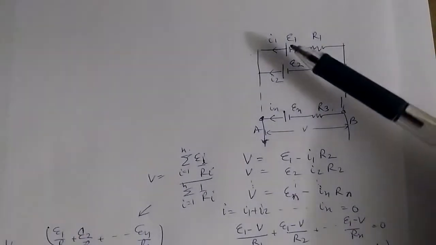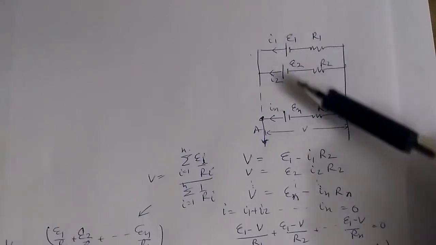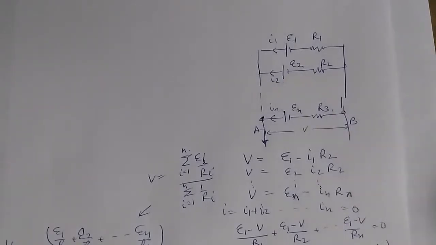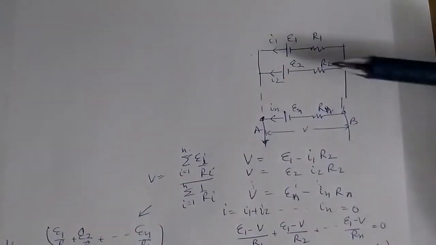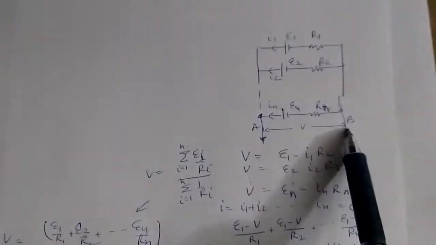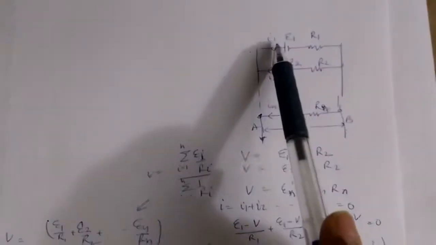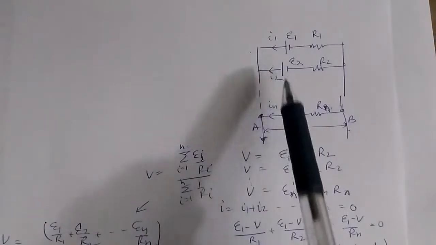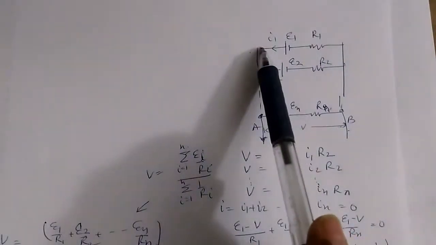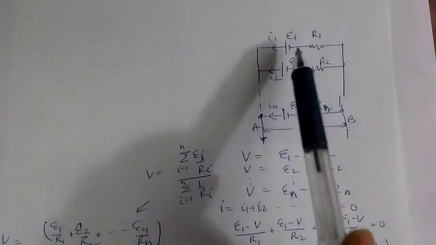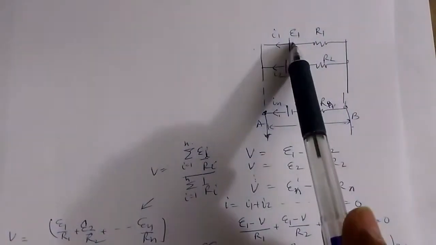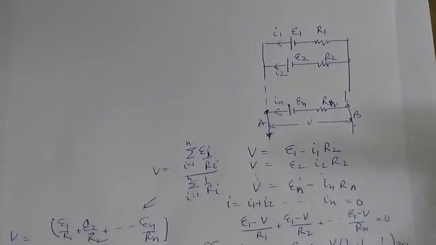We have shown n EMFs of voltage E1, E2, up to En, with series resistors R1, R2, all the way to Rn, connected in this fashion. Let's say the voltage between A and B is V. Let's say the current I1 flows out of this, I2 out of this, and so on, In out of this. Then this voltage V can be expressed for this particular line as V equal to epsilon 1 minus I1 R1.